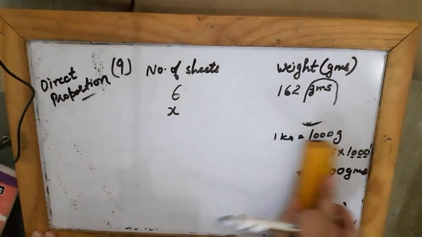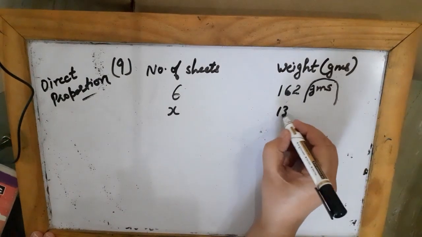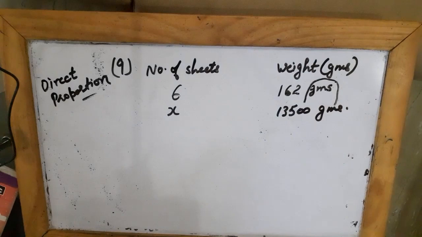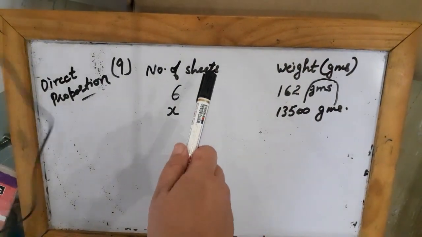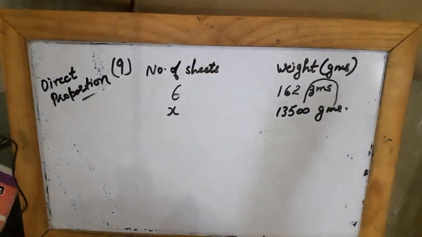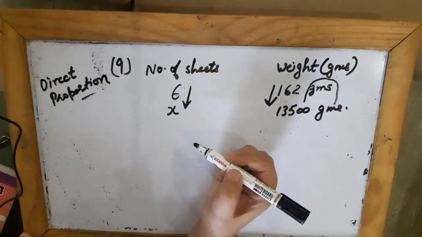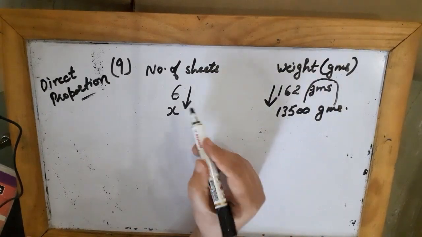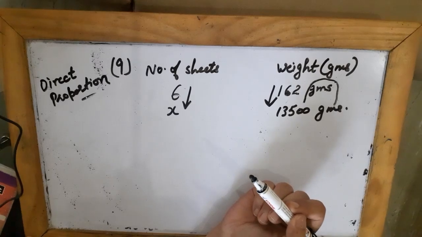So this becomes 13,500 grams. Now as you can see, if the weight has increased, it means their number of sheets is more, right? अगर ये weight sheets का ज़्यादा है तो इसका मतलब है कि the sheets also will be more. So more weight, more sheets. So which type of proportion? It's direct proportion.